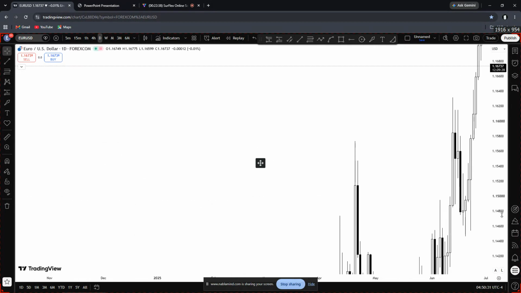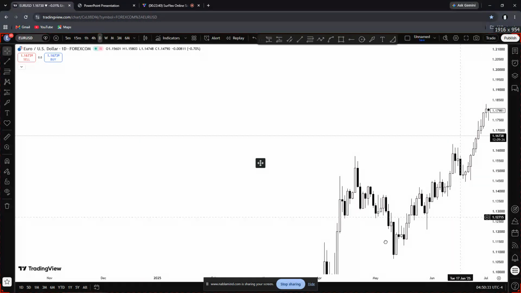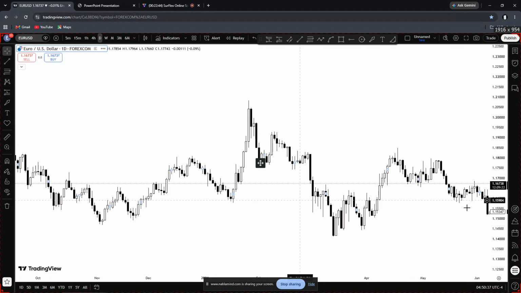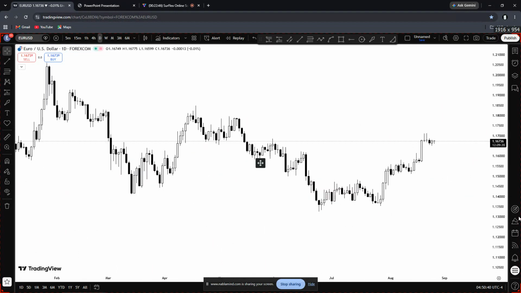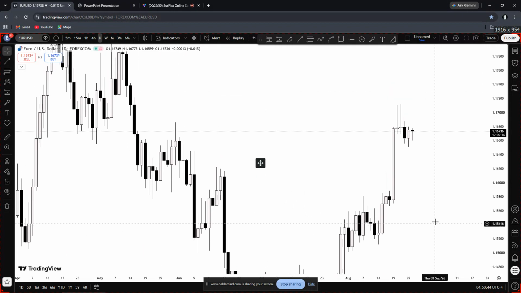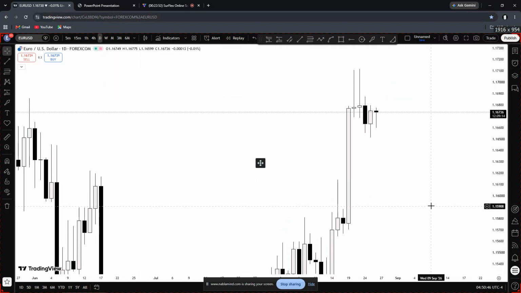Understand the draw on liquidity, mark out the draw on liquidity, then drop down to the 4-hour time frame to get your context and also your key level. Then also on that 4-hour time frame, understand the CRT forming around that key level.